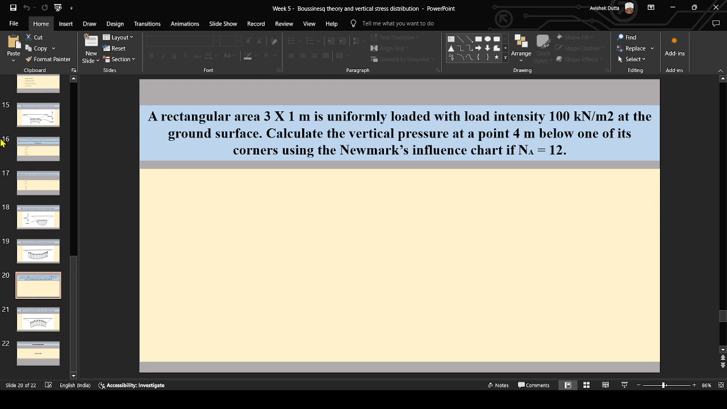I'll repeat the question. A rectangular area 3 by 1 meter is uniformly loaded with a load intensity of 100 kilonewton per meter square at the ground surface. Calculate the vertical pressure at a point 4 meter below one of its corners using the Newmark's influence chart if Na equals 12. Okay.